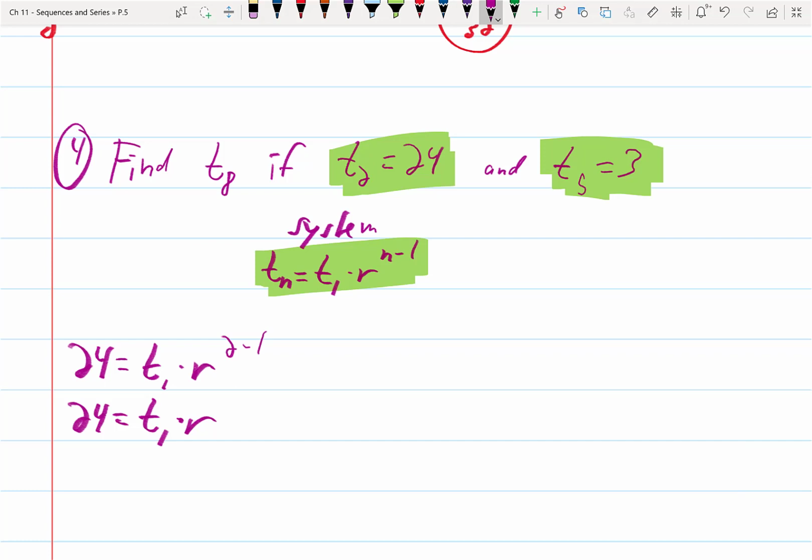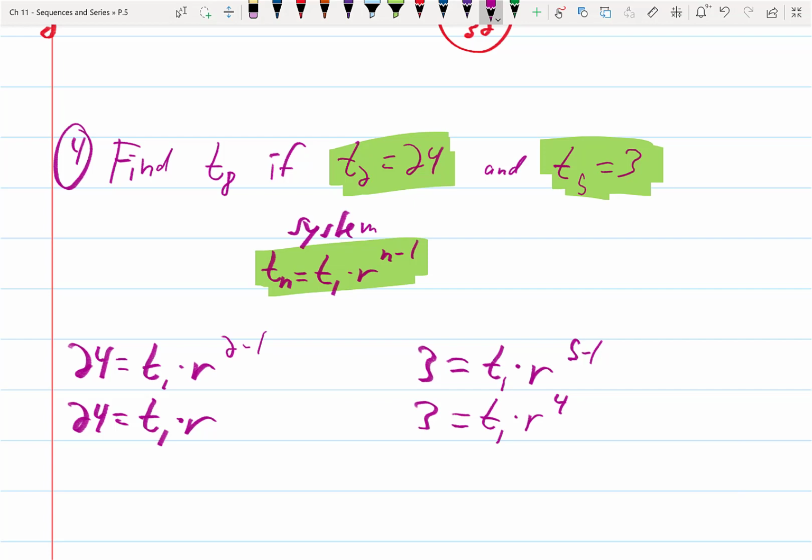Let's let that be for a minute. And let's plug the other one in. 3 equals t of 1 times r to the 5 minus 1, which simplifies to 3 is equal to t of 1 times r to the 4th. Yes, no? How do we cancel things out? It's a great question. We clearly can't add both sides because adding is not going to undo.